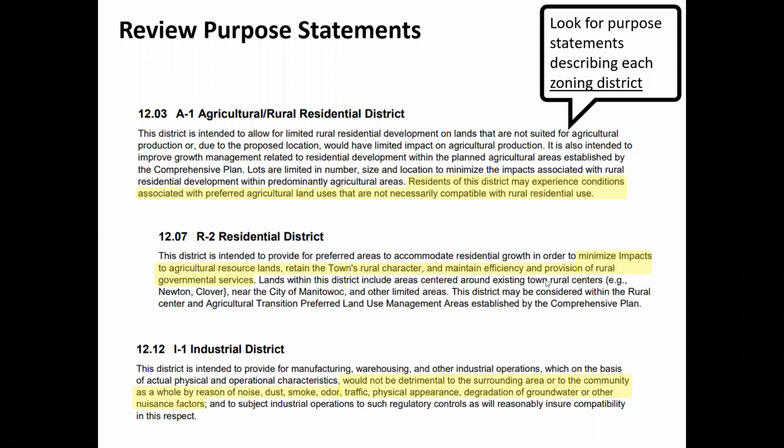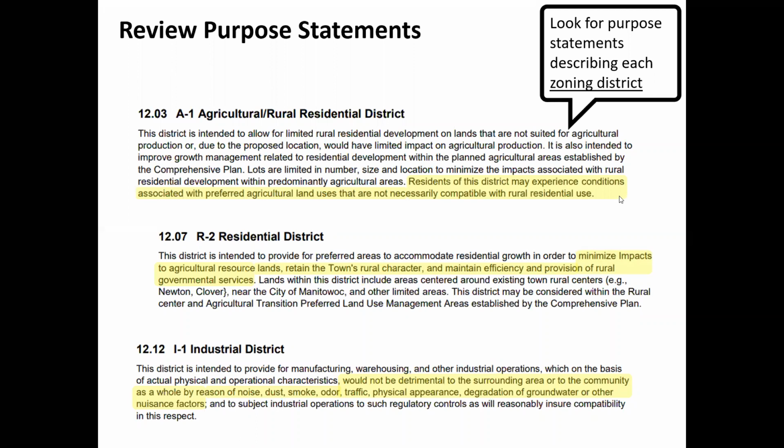In a residential district, you've listed some very different purposes: minimizing impacts to ag resource lands, this is from a town, retaining the town's rural character, and maintaining efficiency and provision of rural government services. So maybe providing adequate services or utilities might be something that you condition your approval on. And then lastly, there's this agricultural district where they're talking about there may be conditions associated with agricultural land uses that are not necessarily compatible with residential use.